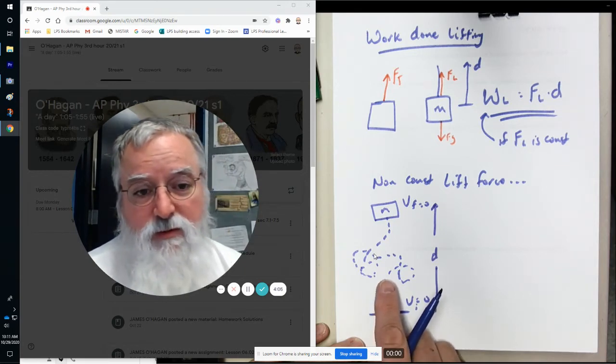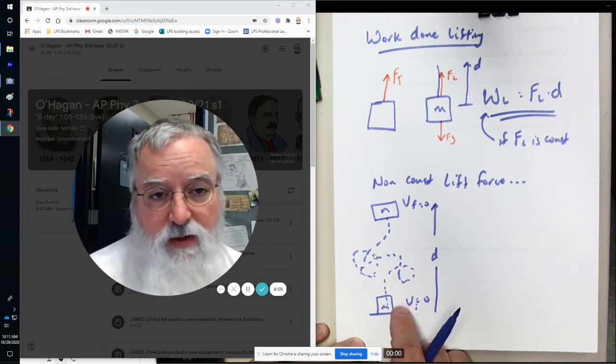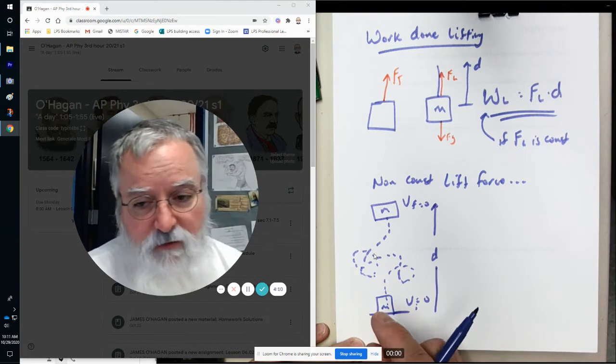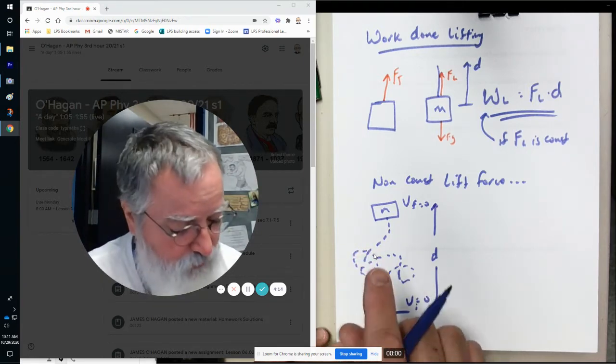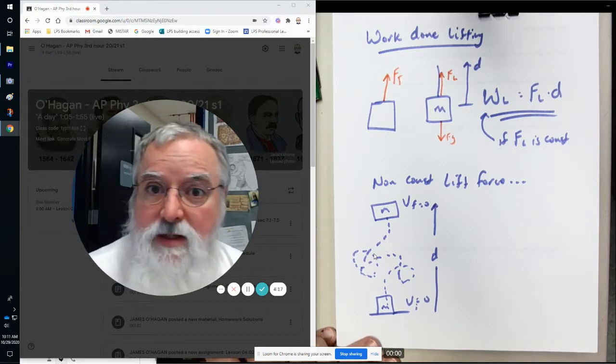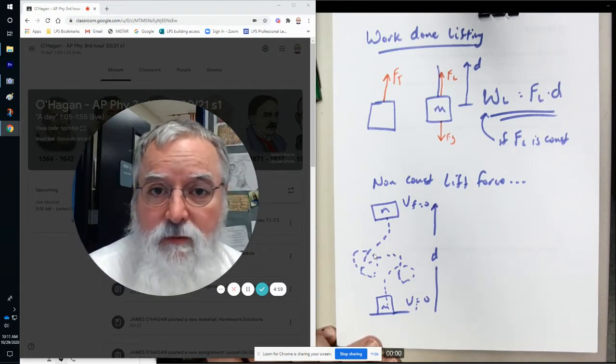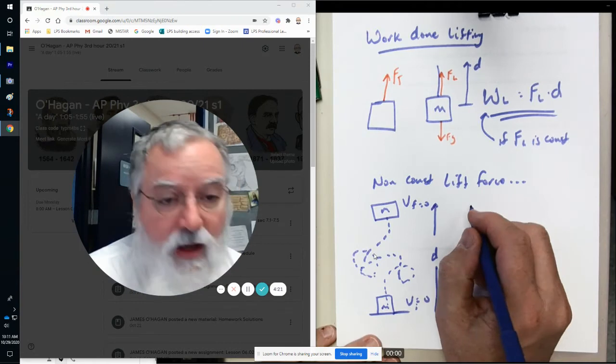Sometimes the lift force would be a little bit bigger, sometimes a little bit smaller, depending upon if we're going around circles or what we're doing. So the lift force will not be constant, but we still have to come up with the work done by the lift. How about we try this?